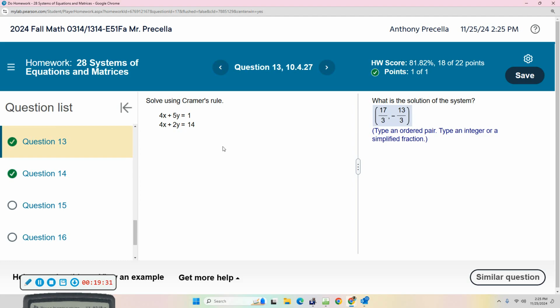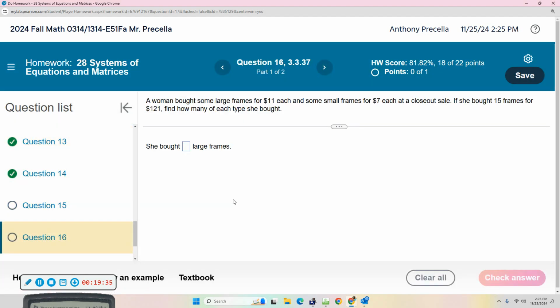Look back at that problem, number 16. What are we looking for? What are the unknowns here? I claim that there are 2 unknowns. We know she bought some large frames. We know she bought some small frames. This little thing gives you a hint on the first thing you're looking for. But what are the unknowns?